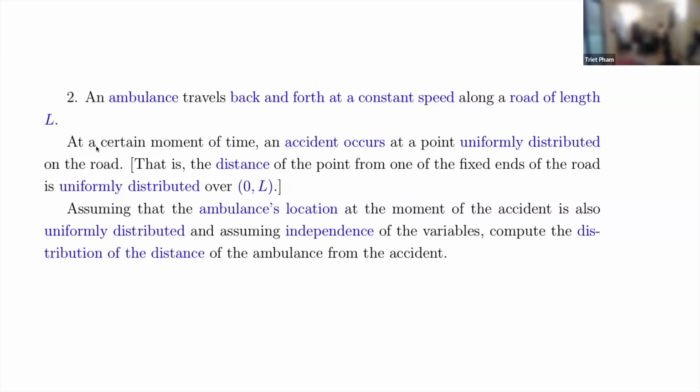First of all, let's set the context for this problem. What do we have and what do we need to find? What we have is two independent uniforms, one for the location of the emblems and the other one for the location of the accent.